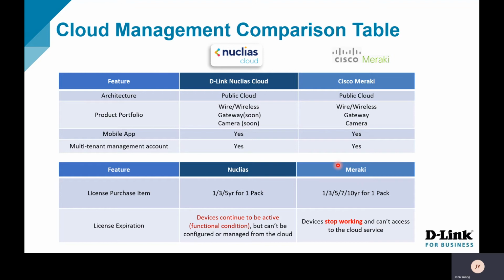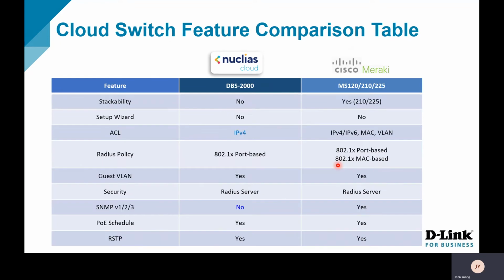And one of the main differences is that once the license is up, our device will still be able to carry on working. This one is very important. Compared to Meraki, once the license is up, everything will be stopped and unable to be used anymore. Comparing the switch itself, just remember our DBS 2000 series is a layer 2 switch only, but we will be coming out with layer 3 this year.